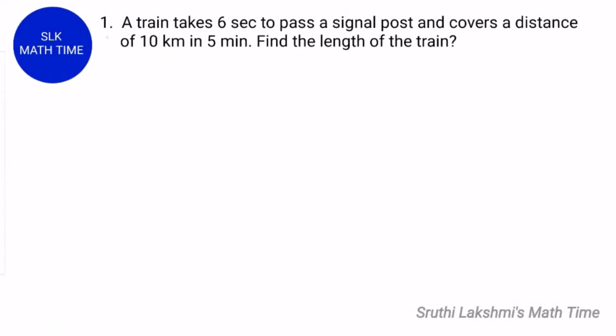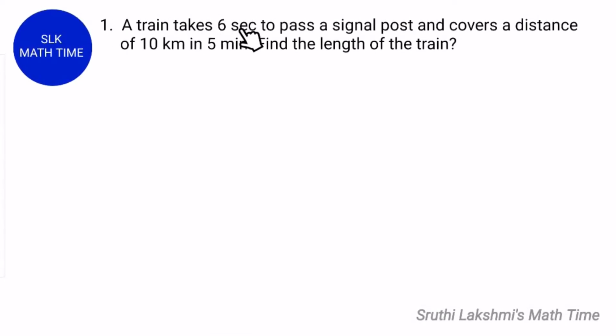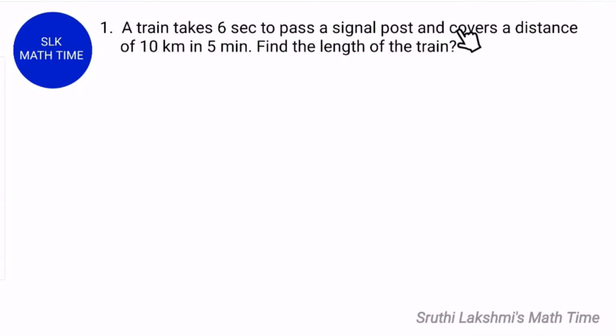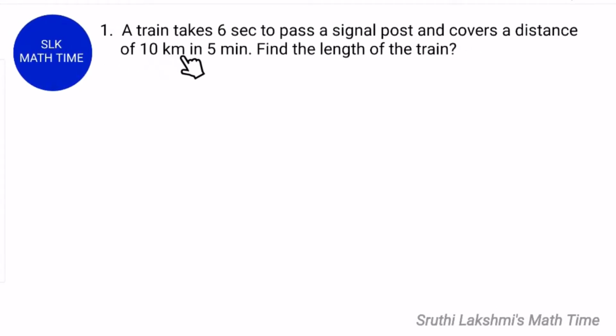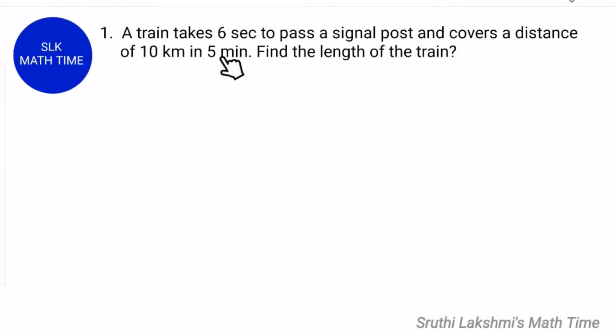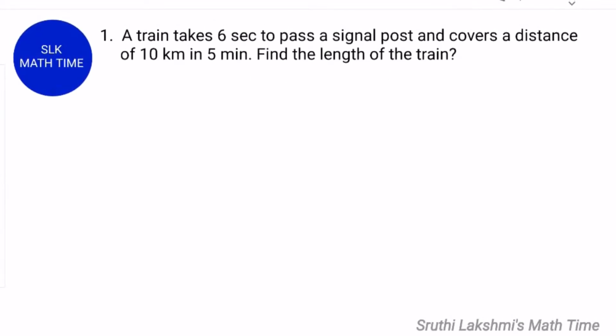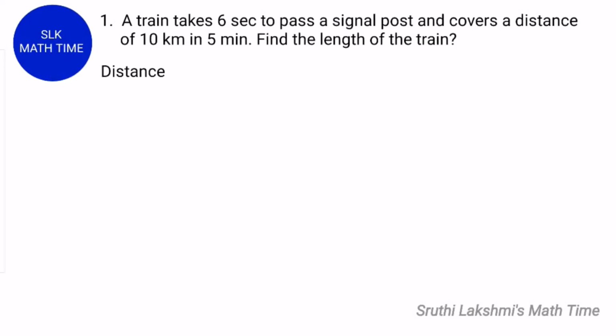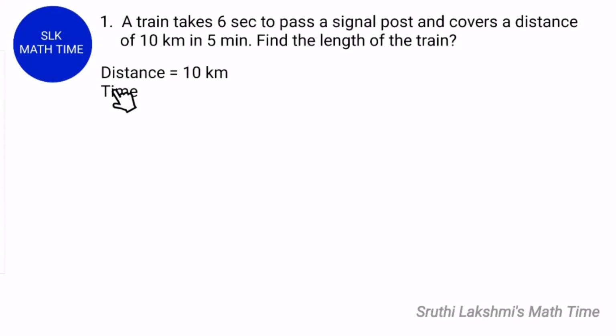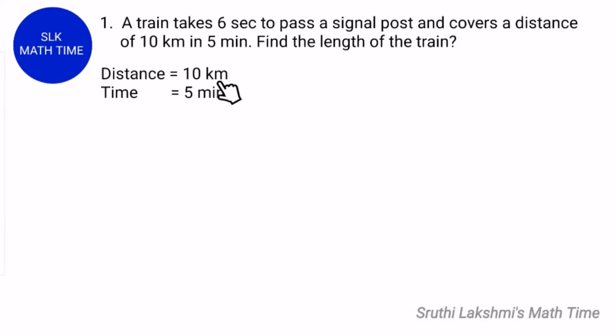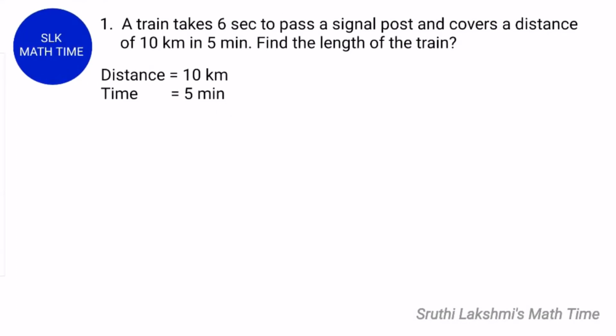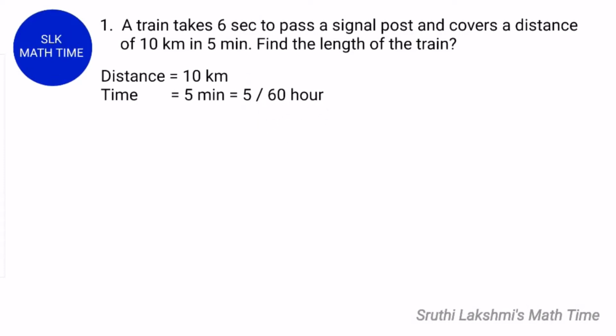Let's try an example. A train takes 6 seconds to pass a signal post and it covers a distance of 10 kilometers in 5 minutes. In this problem, we have to find the length of the train. The distance covered by the train is 10 kilometers, and the time it takes to cover the distance is 5 minutes. The distance is in kilometers. To convert minutes into hours, we divide the minutes by 60. So it's 5 by 60 hour.